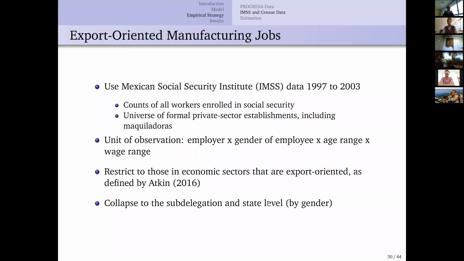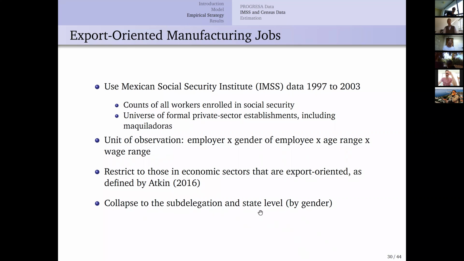So these export-oriented jobs, this is our variable of interest, and we get this from the Mexican Social Security Institute, the IMSS. This gives us counts of all workers enrolled in Social Security. So these are basically formal sector workers. And the data is organized in the following way. You have counts of these workers by employer, gender of the employee, age range, and wage range. And what we're going to do is restrict to those in economic sectors that are export-oriented, as defined by this Atkin paper. And then we're just going to collapse to the subdelegation and state level.